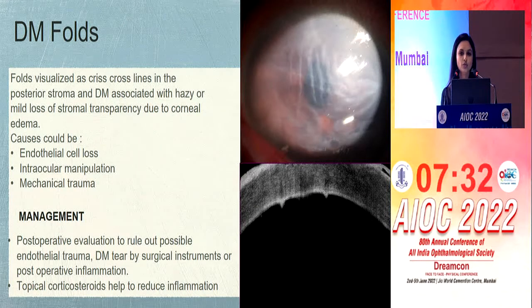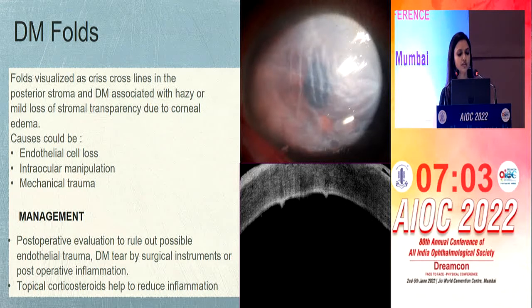Though we're talking about Descemet's detachment, why am I insisting on showing you DM folds? Because a lot of times we can mistake DM folds for DM detachment, and the management of both is completely different. So how do you see DM folds? DM folds are folds that are visualized like crisscross lines in the posterior stroma and DM, associated with hazy or mild loss of corneal transparency. It can be because of endothelial cell loss, intraocular manipulation, mechanical trauma. And management is usually wait and watch.